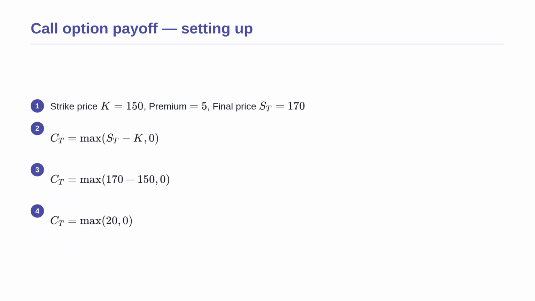Let us see this formula in action with a concrete example. Suppose you buy a European call option on a stock with a strike price of $150, paying a $5 premium. At maturity, the stock surges to $170. What is your payoff? We start with our standard payoff formula. Next, we substitute our known values, 170 for the market price and 150 for the strike price. Subtracting these gives us a difference of 20. Since 20 is greater than 0, the maximum function will select 20 as our gross payoff.